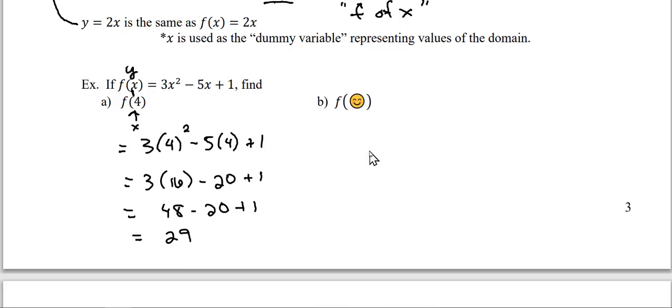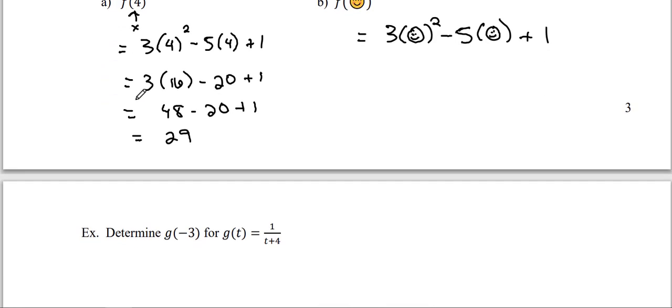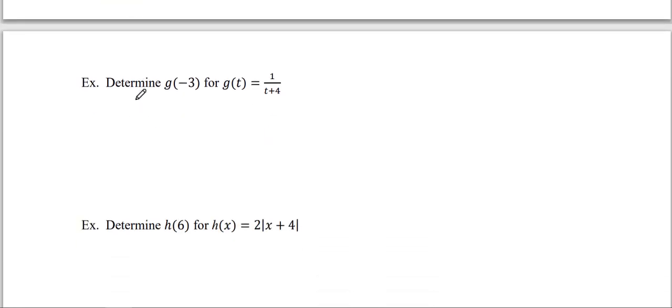So here I have f of smiley face. Well, that means 3 times smiley face squared minus 5 times smiley face plus 1. Obviously, we can't simplify that. The point here is to let you know that whatever's inside that function notation replaces the independent variable in the function, so in this case, the x. We're going to do a few more of these just to practice.